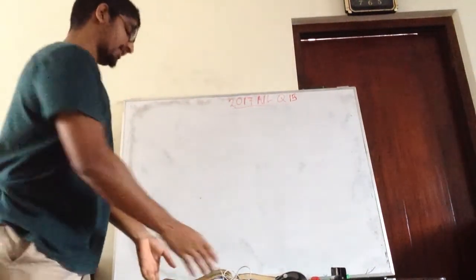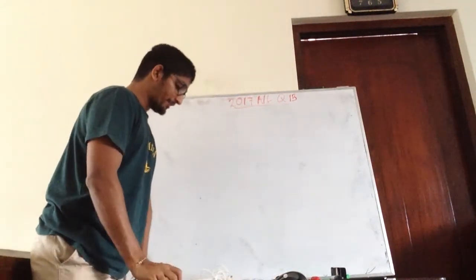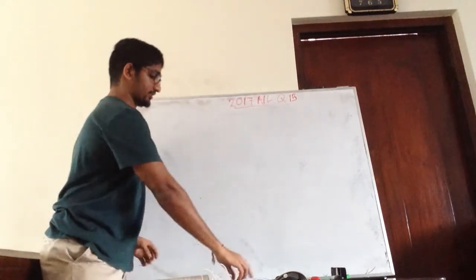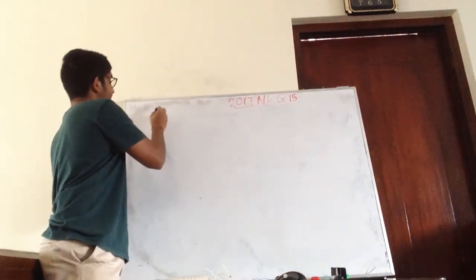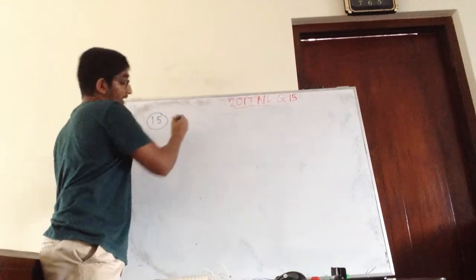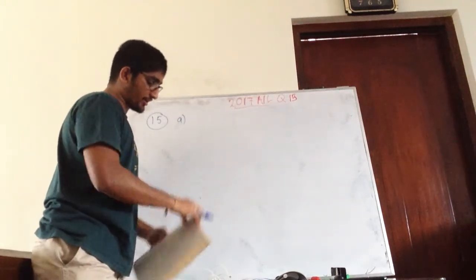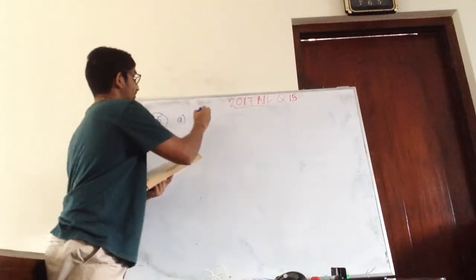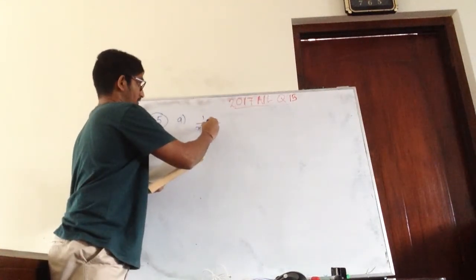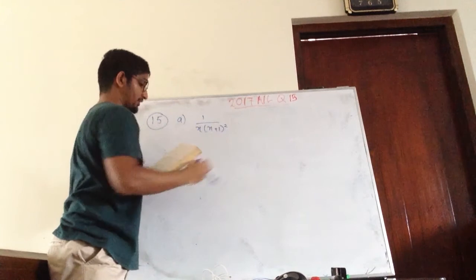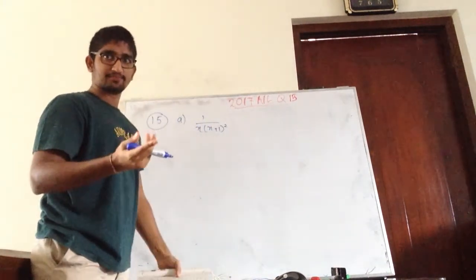Right, so let's start. So, question number 15. Part A. First of all, they are asking us to express 1 over x (x plus 1) squared in partial fractions.